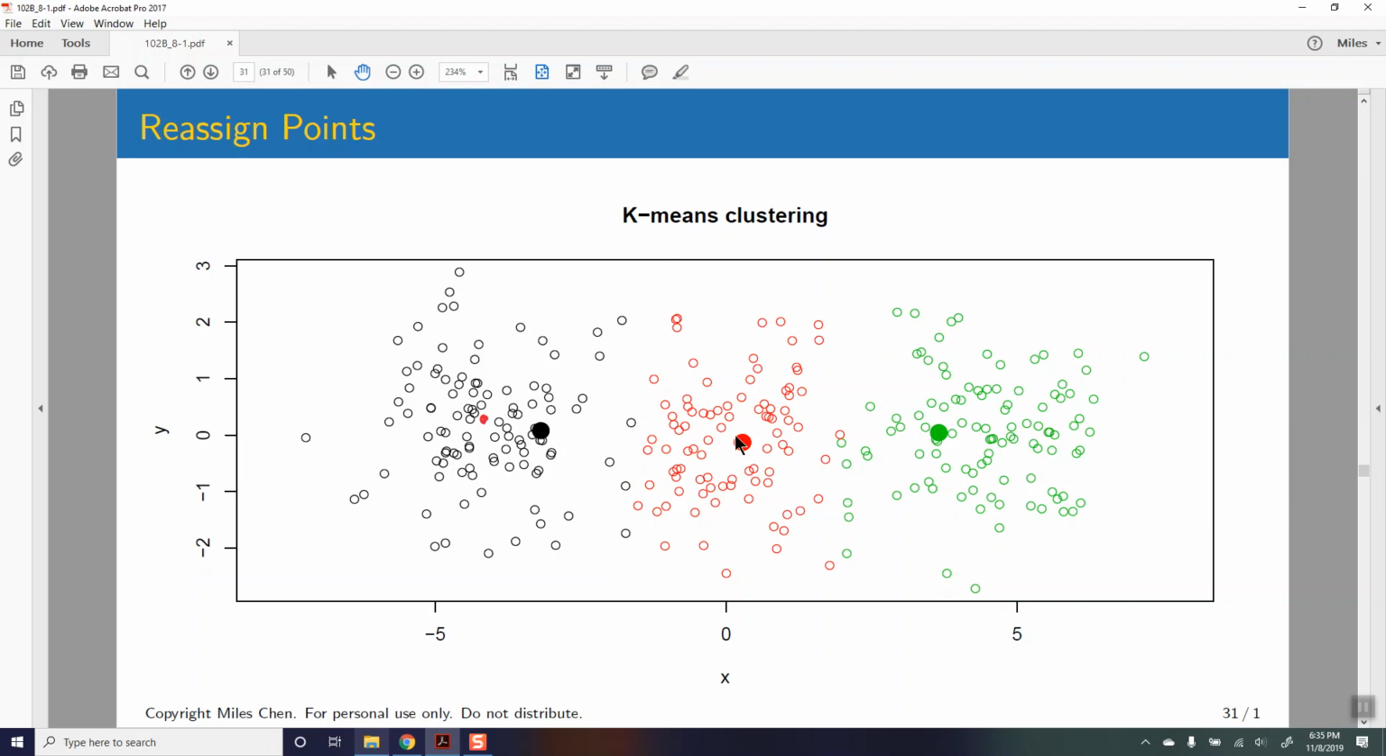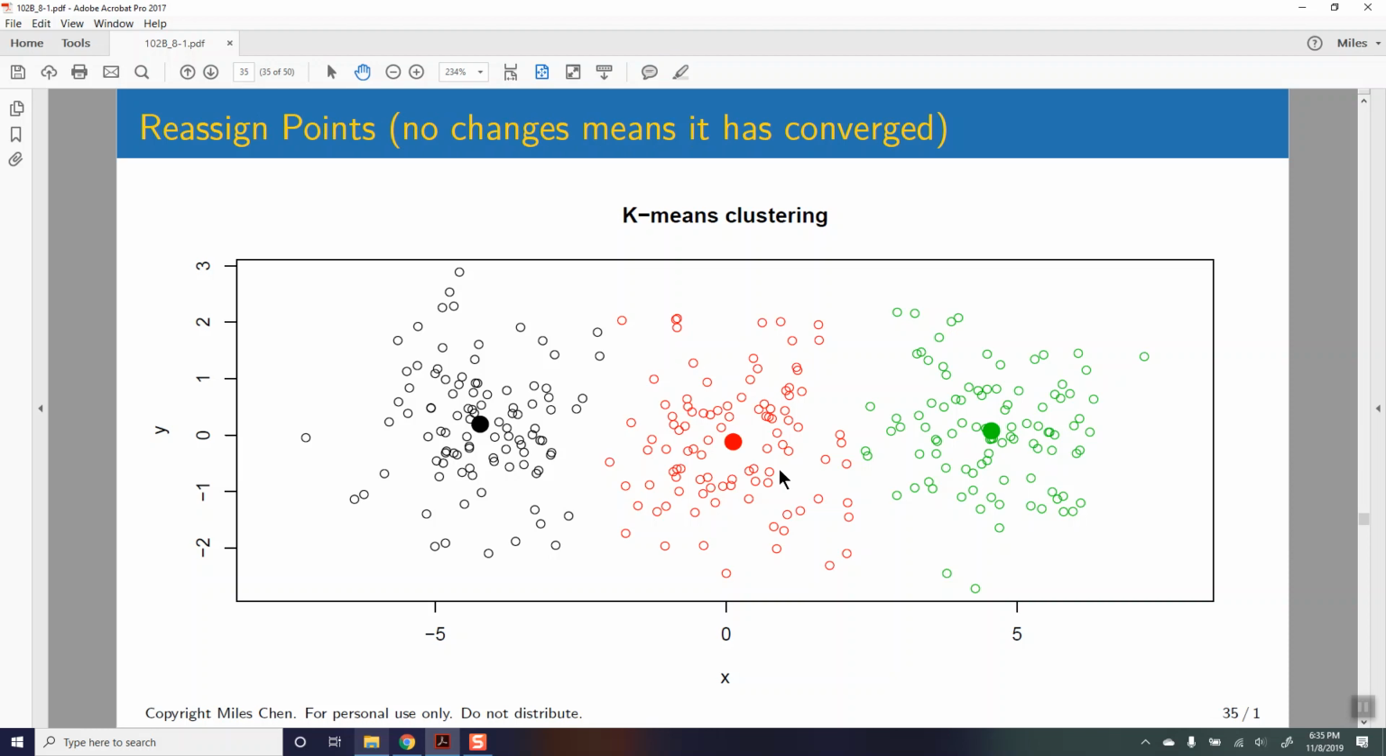Probably something around there. This one is probably just going to stay put, and that'll probably go right there. All right, and then we reassign points again. So probably halfway between black and red, and somewhere halfway between red and green, and so we reassign the points. We recalculate the centroids. We reassign the points. Okay, and at this point nothing changes. After we recalculate the centroids and reassign the points, there are no changes.